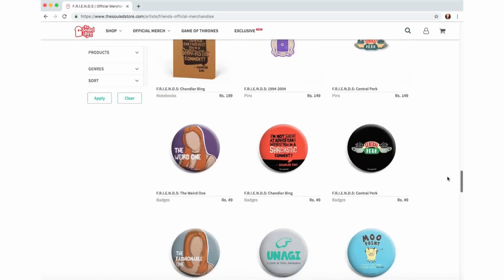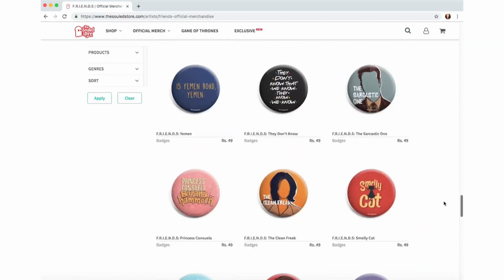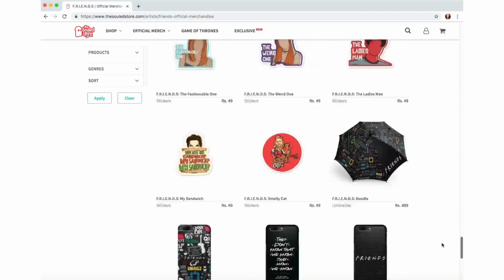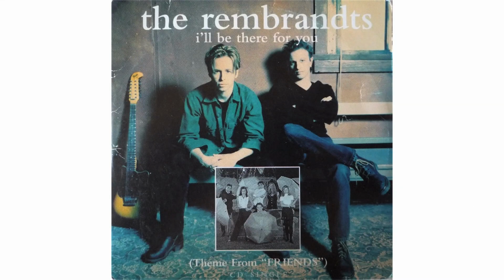And that merchandise was sold and was very popular. So it opens up another stream of revenue. They released a soundtrack to the show, and one of the songs that was the main title song, I'll Be There For You by the Rembrandts, was released as a single in several countries.